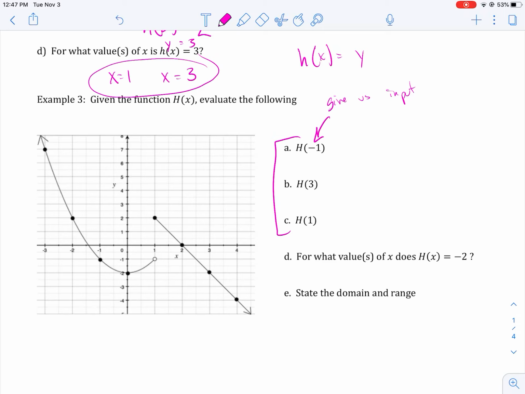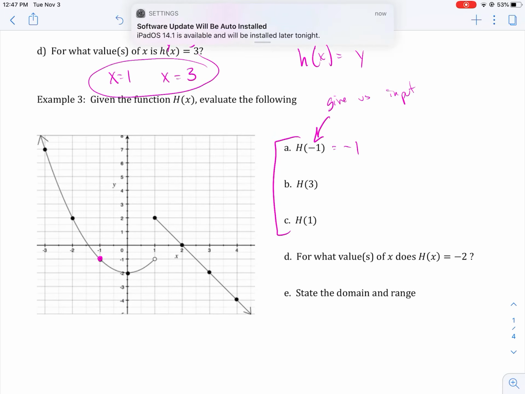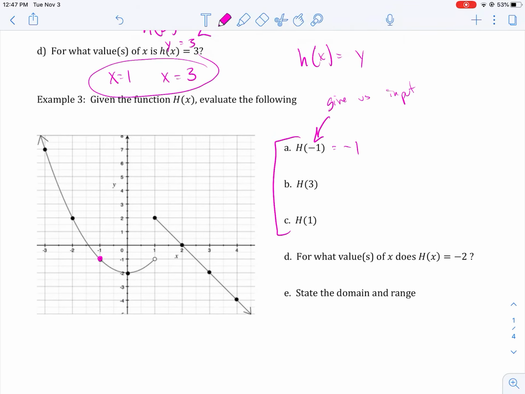So we go down to -1. We go down, and as you can see, y is equal to -1. Let's go over when h is equal to 3. I come down here, and as you can see, that's right there. So when x is equal to 3, y is equal to -2.